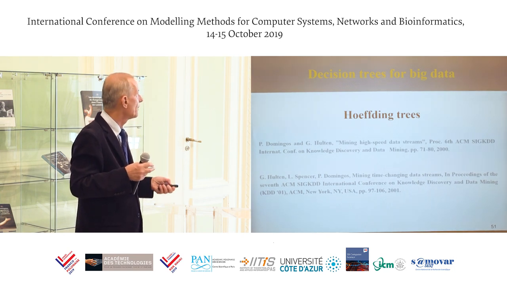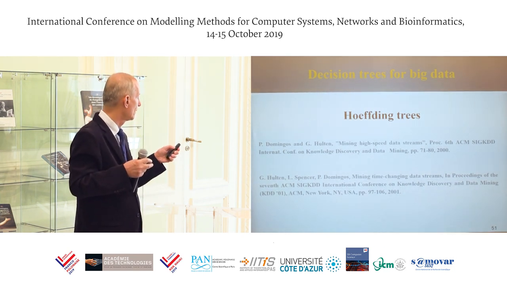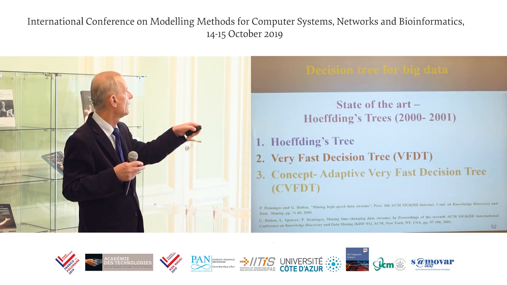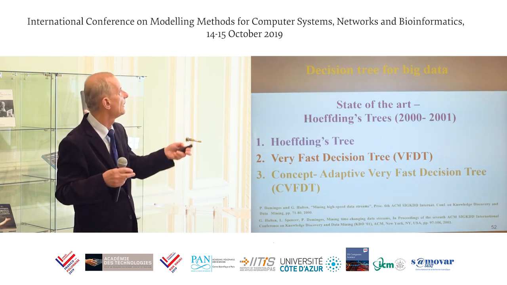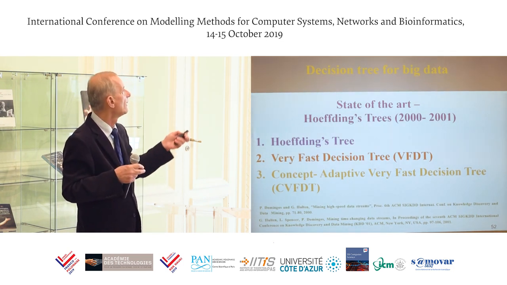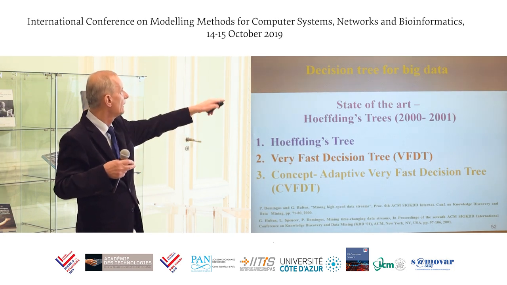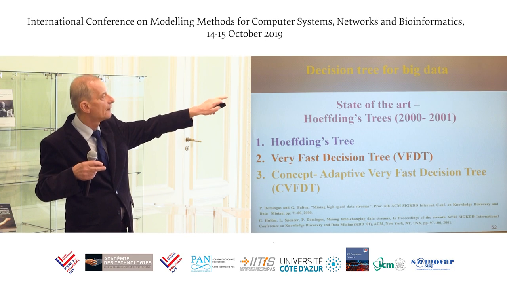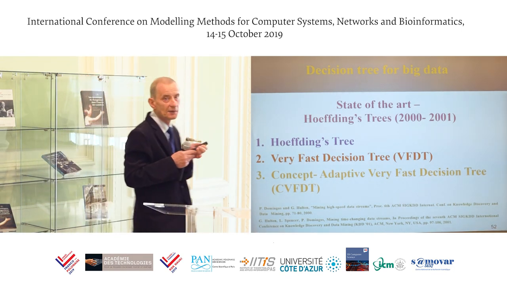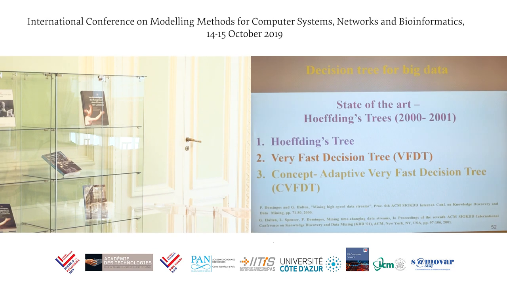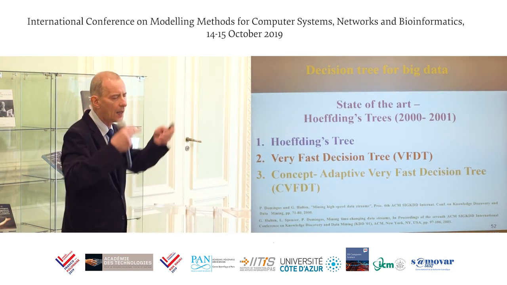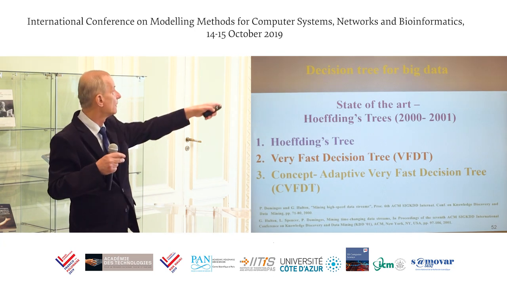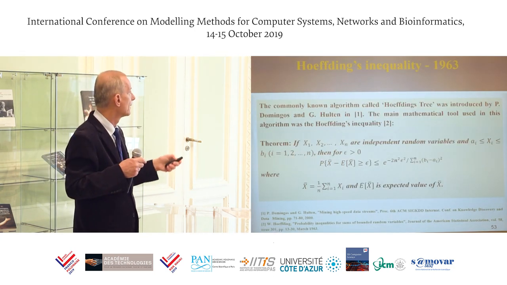And the first people who tried to do that are Domingos and Hulten in 2000 and 2001. They created the so-called Hoeffding trees, the very fast decision tree, and finally the concept-adapting very fast decision tree. The papers you see on this slide have perhaps a few thousand citations in the literature, and I think that almost all people engaged in stream data mining cited the papers you see here.